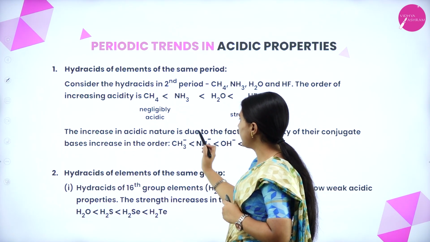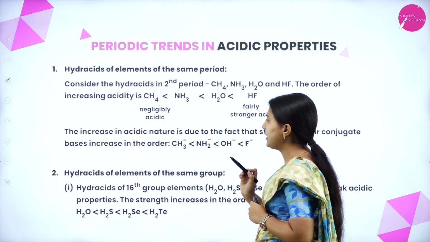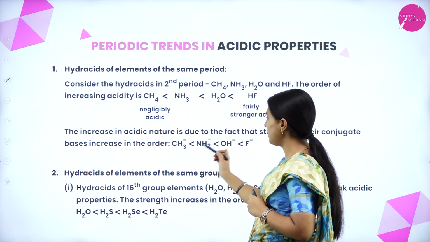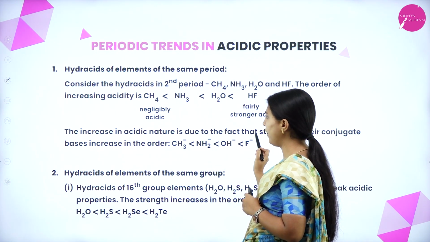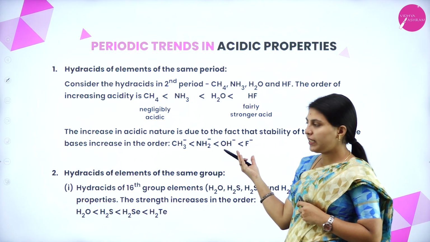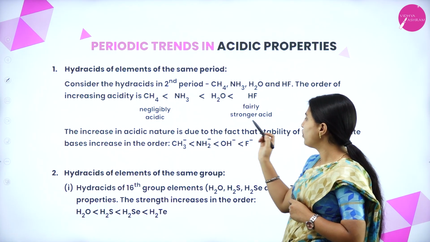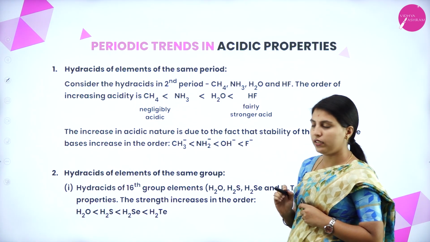The increase in acidic nature is due to the fact that the stability of their conjugate bases increases in the order of CH3 minus, NH2 minus, OH minus and F minus. Due to this, there is proton donor capacity, and also stability after donating. So they are judged like this.